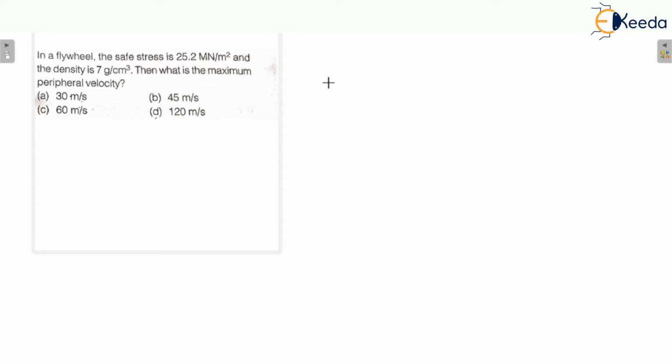We all know the formula. First we need to write the formula. So that is v is equal to under root of sigma upon density. Sigma denoted as hoop stress. The maximum value of sigma would be the bearing strength of the flywheel. Here in the question it is considered as a safe stress. That means sigma maximum is 25.2, and corresponding to sigma maximum there will be a maximum peripheral velocity. So we just have to write down the value.